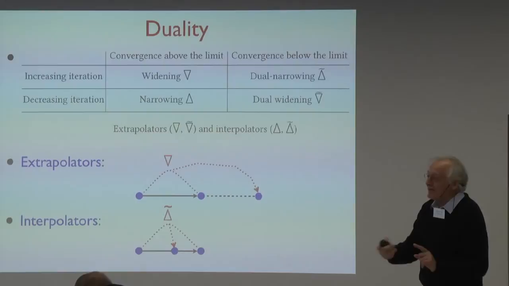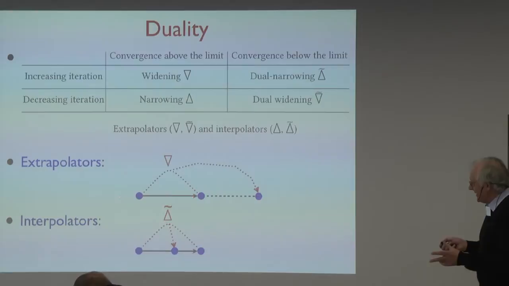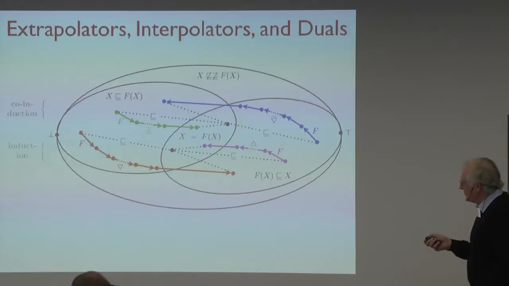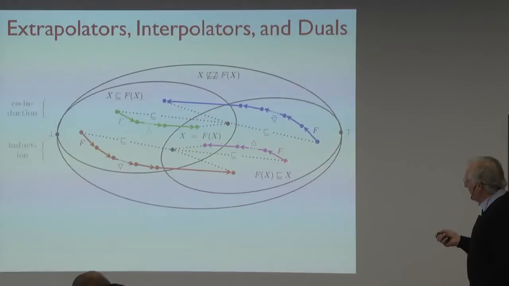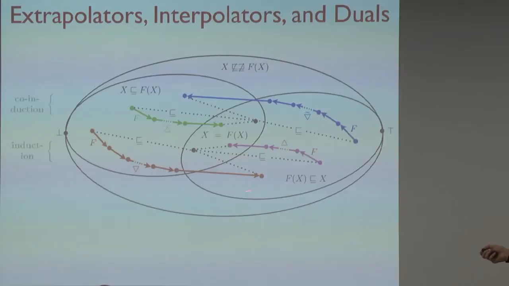Okay. So you see that the widenings are extrapolators. They go outside two consecutive points, and the dual narrowing and the narrowing are interpolators. They go in between two successive points. So here are all the possible iterations. You see, with the widening, you have a fixed point. You start below and you arrive above. With the narrowing, we start above and arrive above. And we were using the same point here previously. And this is the dual. You start above and you arrive below, and you start below and you arrive below.